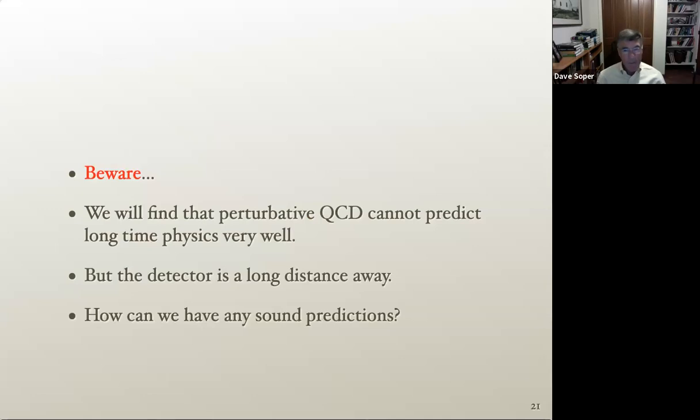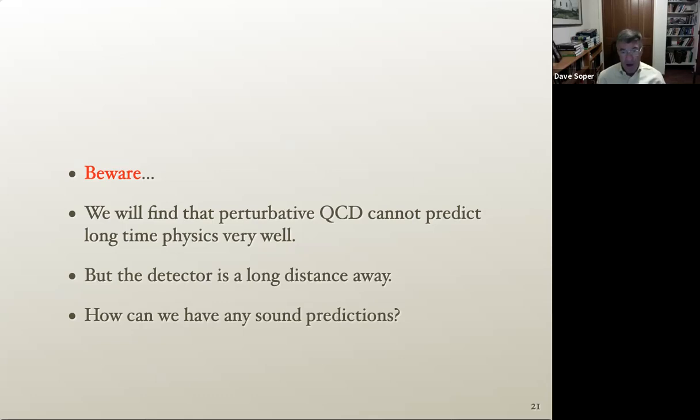So now what? We're going to find out that QCD cannot predict long-time physics very well. It's because of the running coupling. The running coupling gets bigger as the time separations get bigger. So you can't really predict long-time physics.